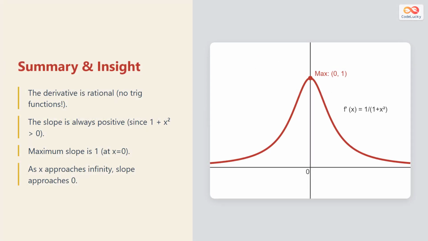This result is quite elegant. Even though arctan is a trigonometric function, its derivative is a rational function involving no trigonometry at all. The graph shows the derivative is always positive, with a maximum value of 1 at x equals 0, forming a bell-like curve.